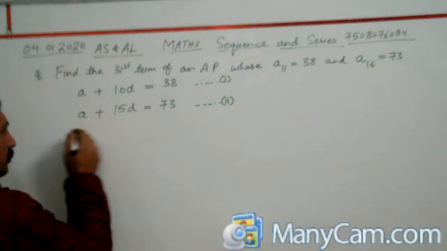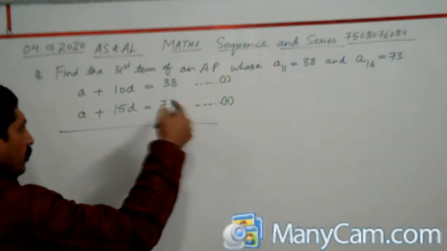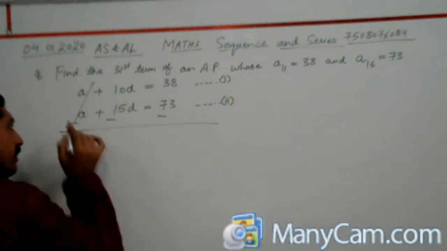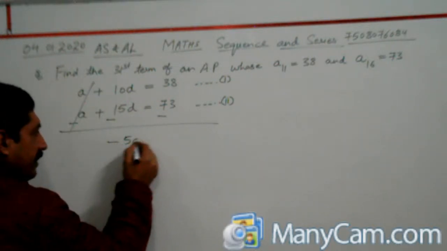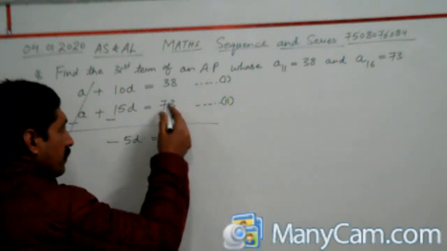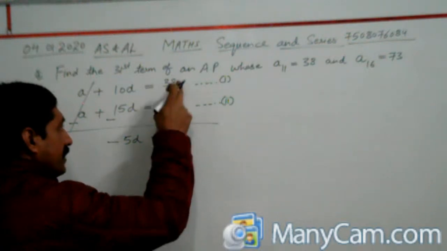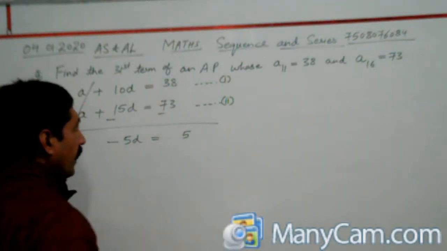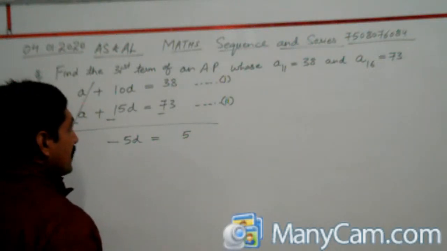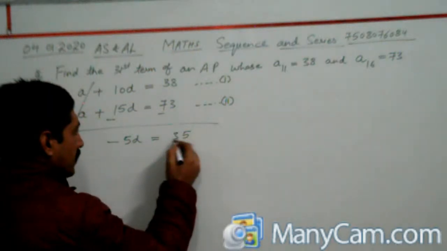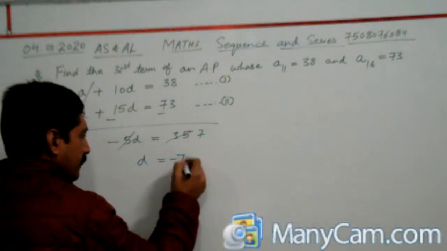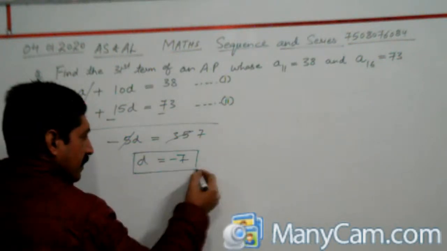Eliminating A here, or subtracting 1 from 2. When we subtract, minus minus, so here we will get cancelled. We have minus of 5d is equal to, so when we subtract here, we will write 38 minus 73, that is minus 35. 35 divided by 5 is 7. So d is equal to minus 7.